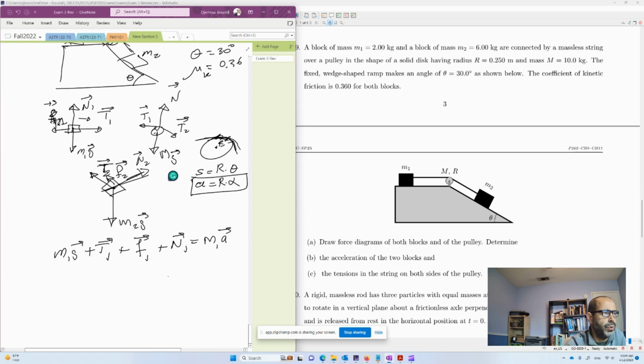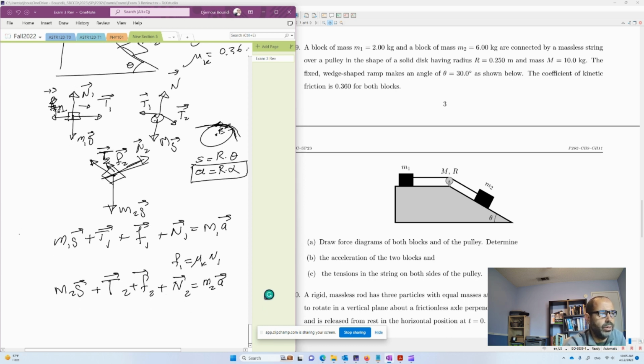Furthermore, what do we need? We also know that in magnitude, F1 must be equal to mu k N1, because it's kinetic friction. And the other relationship that we know is that M2G plus the force of the tension T2, plus the force of friction, which is F2, plus the normal force, which is N2, must be equal to M2 times the same acceleration A. And also in magnitude, the force of friction F2 is mu k N2.